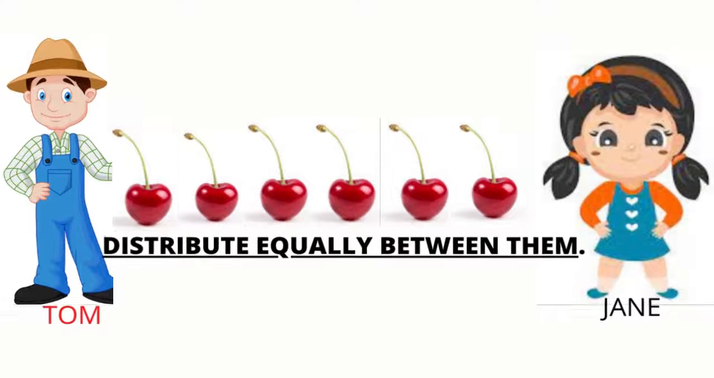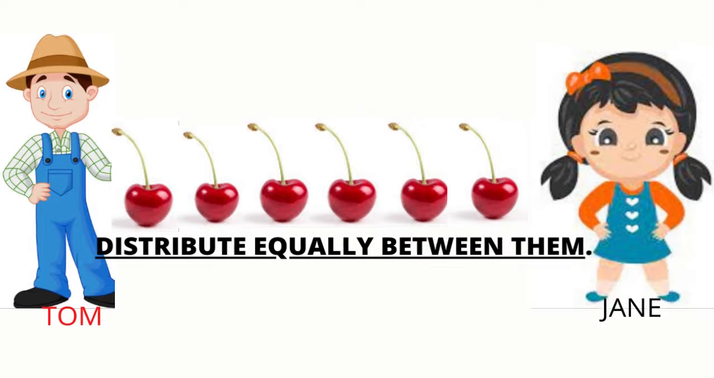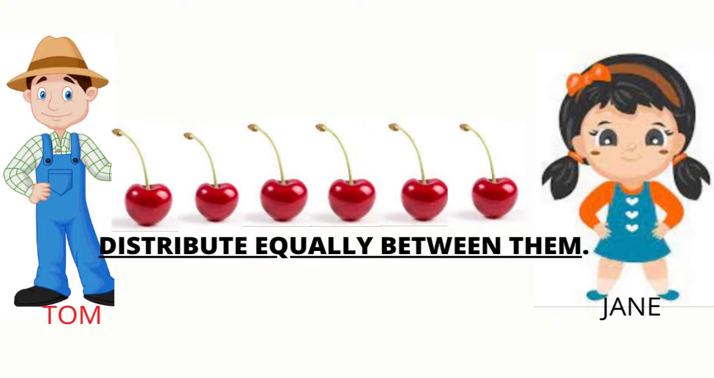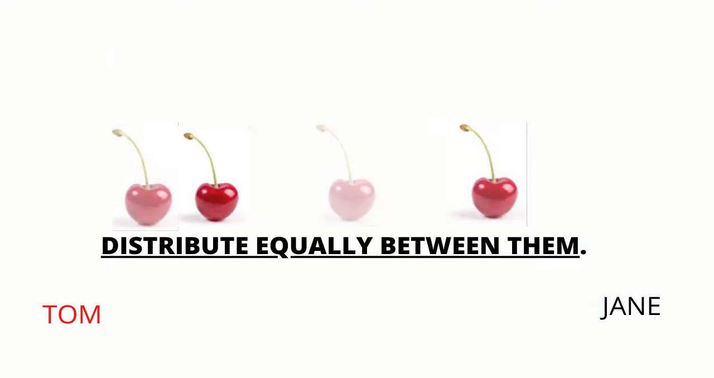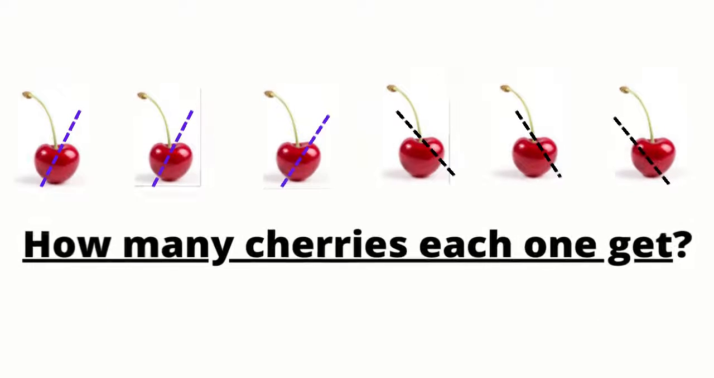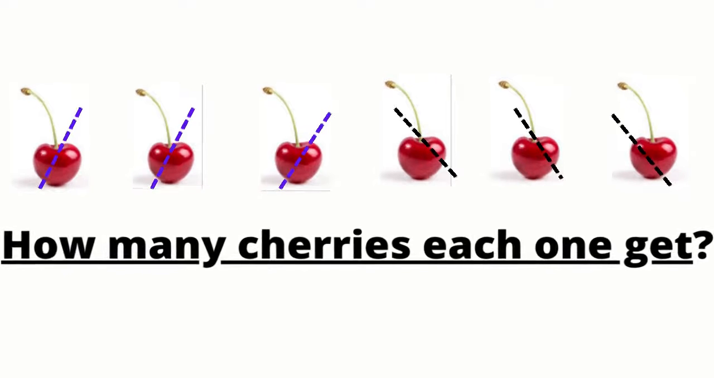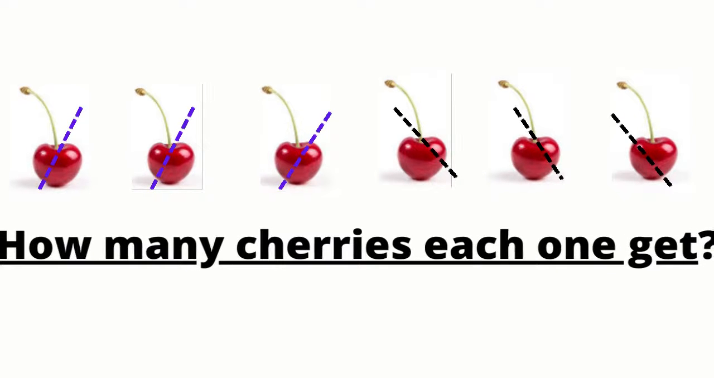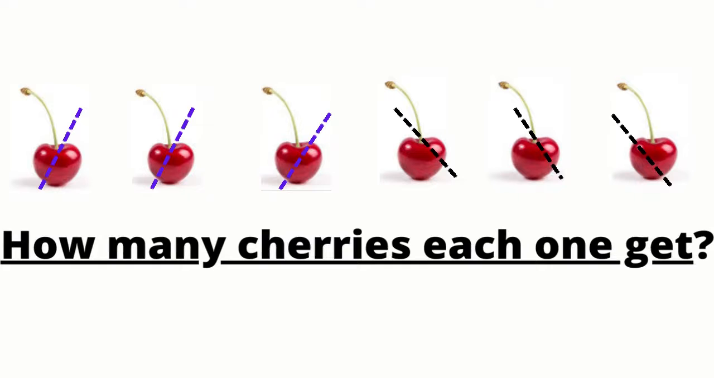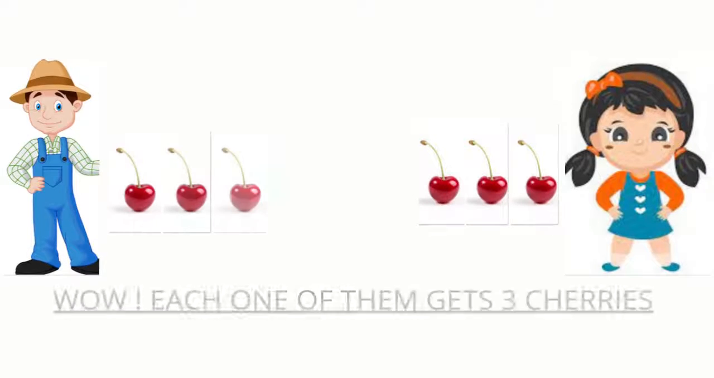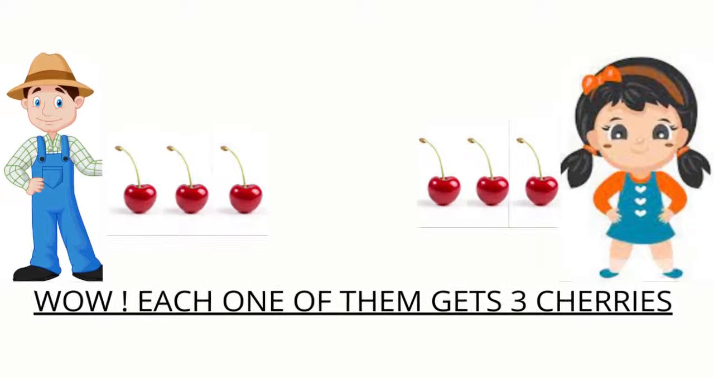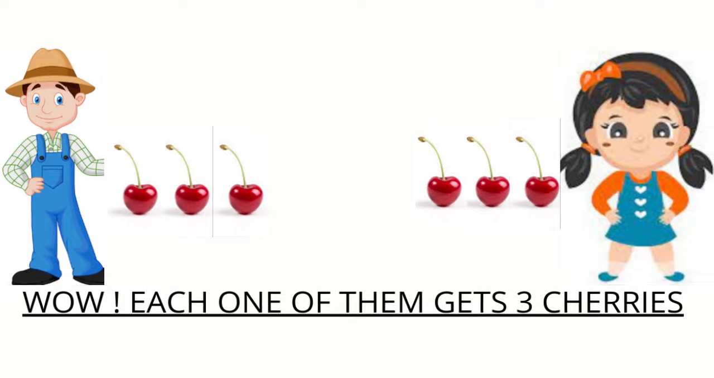Let us see another example. There are 6 cherries to be equally shared between Tom and Jane. 1, 2, 3. 1, 2, 3. How many cherries does each one get? Wow, each one of them gets 3 cherries.